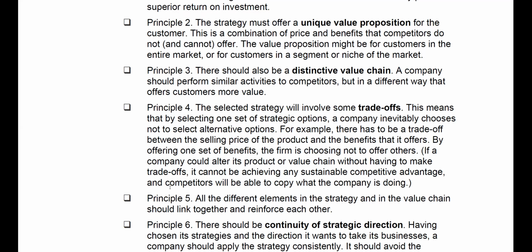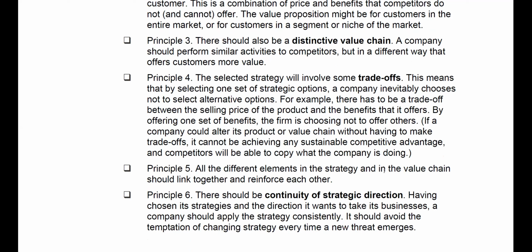The principle 5 is what? All the different elements in the value chain should link together. Remember, I keep talking about coordination. There must be some coordination among all the activities that we've seen from 1 to 4, right? To link the various activities in the value chain, are you getting it? To reinforce each other, to create some sort of synergy.